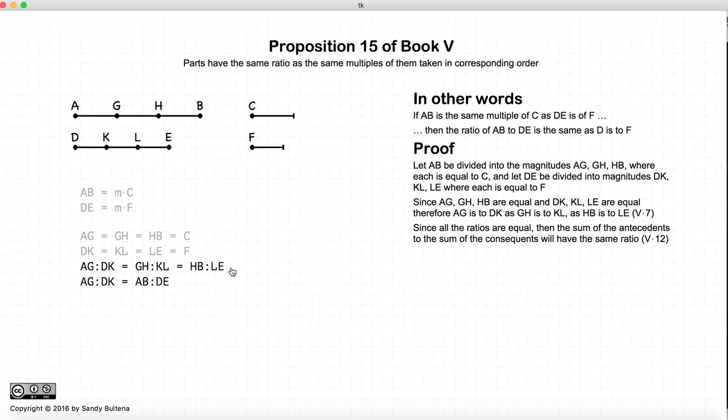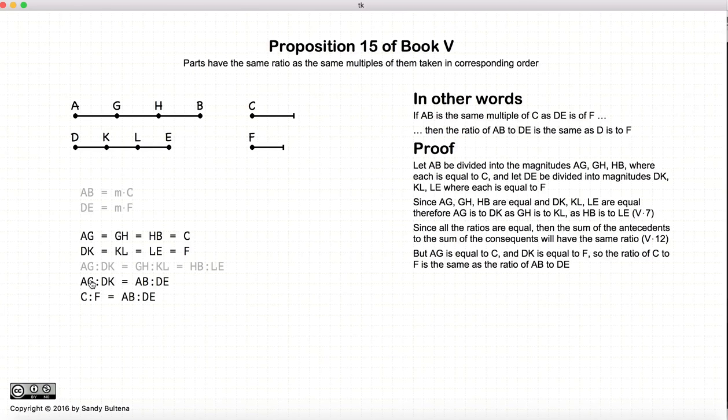Now, according to Proposition 12, if we have a bunch of equal ratios, and we add up all the antecedents, AG, GH, and HB, and we add up all the consequents, DK, KL, and LE, and form a new ratio, it will be equal to the first. So in other words, AG to DK would be equal to the ratio of the sum of AG, GH, HB to the sum of DK, KL, and LE. But the sum of AG, GH, and HB is just AB, and likewise we get DE. So in other words, AG to DK is equal to AB to DE.